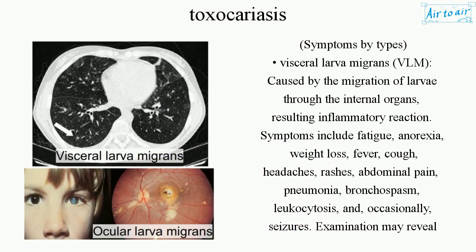Symptoms by types. Visceral larva migrans, VLM, caused by the migration of larva through the internal organs, resulting in inflammatory reaction. Symptoms include fatigue, anorexia, weight loss, fever, cough, headaches, rashes, abdominal pain, pneumonia, bronchospasm, leukocytosis, and occasionally, seizures.